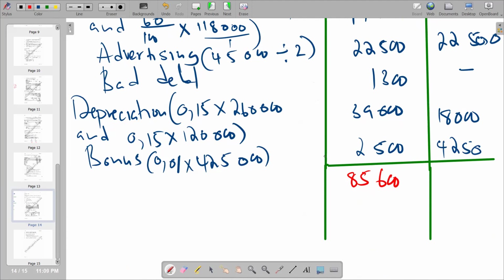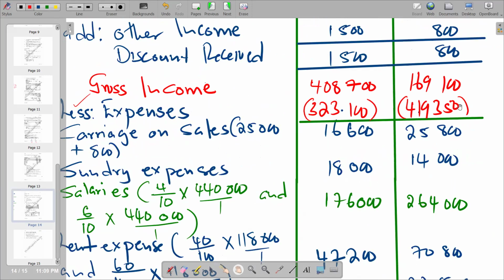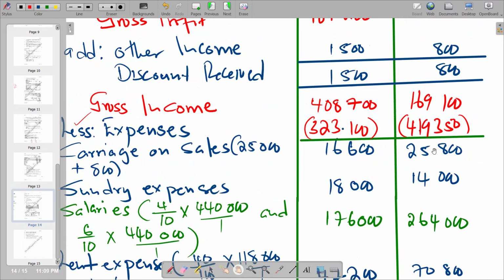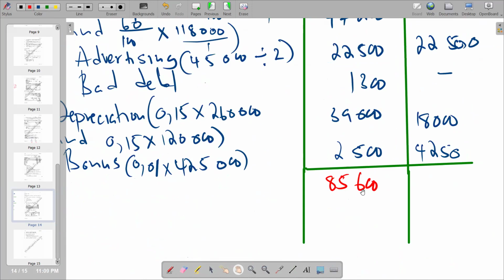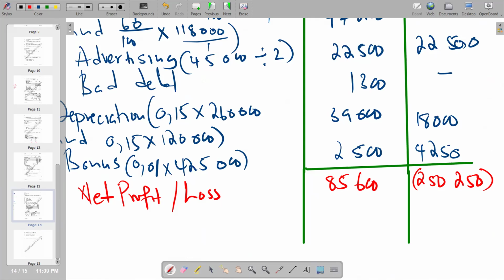And then we go to the second column. We are saying 169,100 minus 419,350. We get a negative figure of 250,250. So we are saying 250,250. Since it's a negative, we leave it in brackets so that it's a net loss. So on the description, we are saying it's net profit or loss. For our loss, we put a bracket so that the one that is in brackets is a loss. So this is what we have on the part.